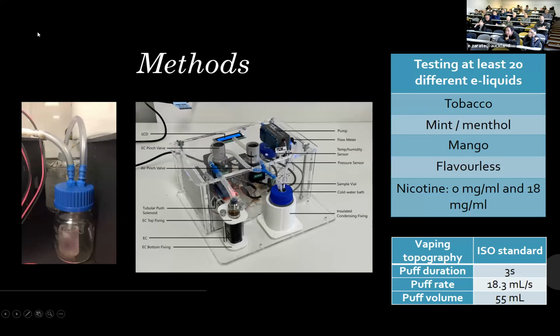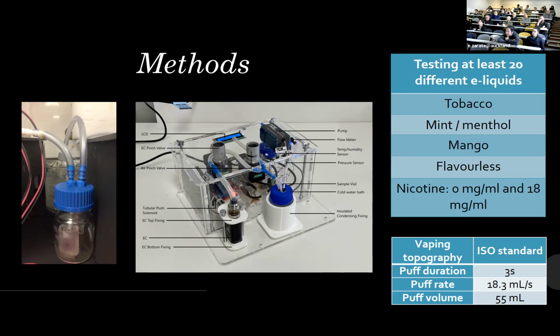So our plan is to test at least 20 different e-liquids, and specifically we want to look at e-liquids that are made in New Zealand to really understand the flavourings that are used here. The new government regulations are going to mean that only specialist vape stores can sell the whole range of flavours. Non-specialist vape stores will only be able to sell tobacco flavour, menthol or mint, and flavourless e-liquids.